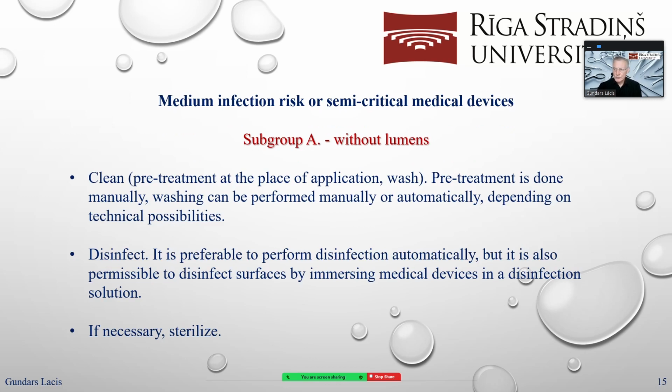The difference between those two subgroups. If we have subgroup A without channels, then cleaning, pre-treatment at the place of application, and washing. Pre-treatment, the same as in group A, is done manually. Washing can be performed manually or automated, depending on possibilities. Disinfection, and of course it's preferable to perform disinfection automatically, but it's also allowed to disinfect surfaces by immersing medical devices in some solution. If necessary, sterilize.